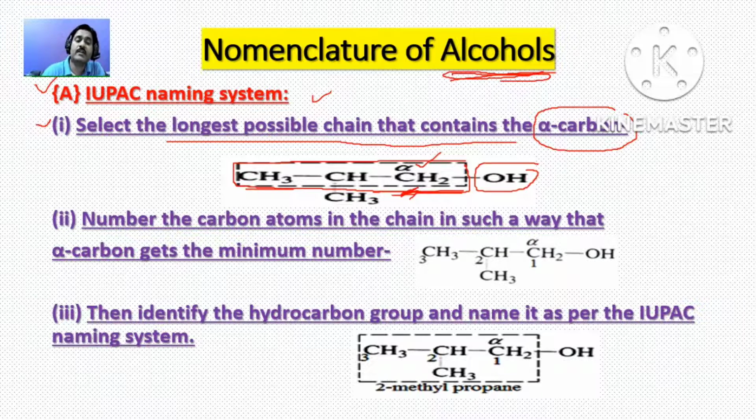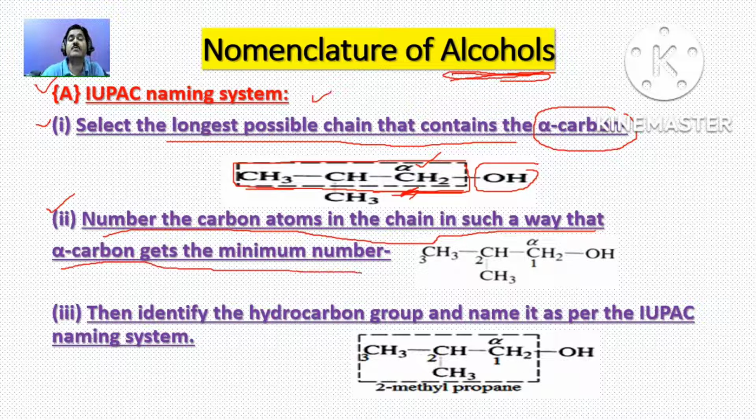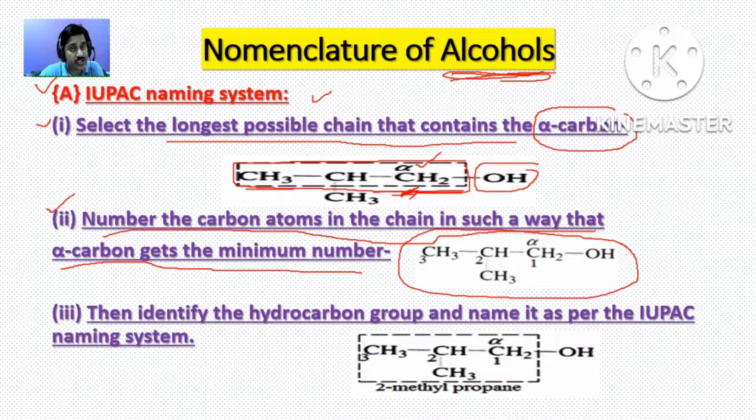Now the second rule is to number the carbon atoms in the chain in such a way that the alpha carbon atom gets the minimum number. Let's see what we have to do. That is the compound, and we have to number each carbon present in the longest chain. Here the longest chain is that chain and we have to number it. Which carbon atom gets number 1? The alpha carbon atom gets the number 1 position.